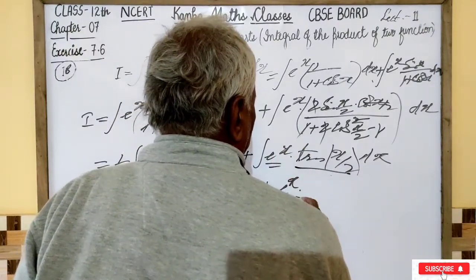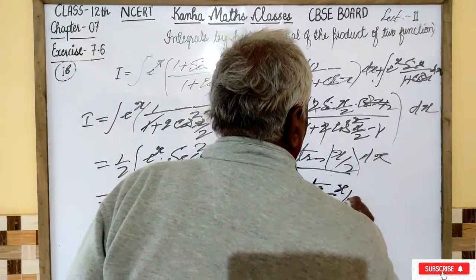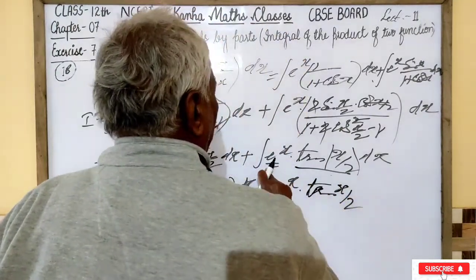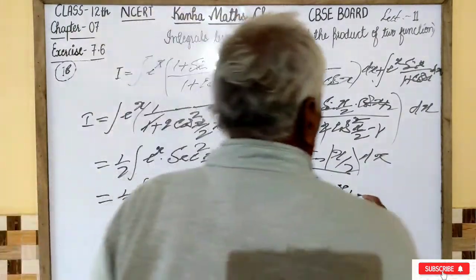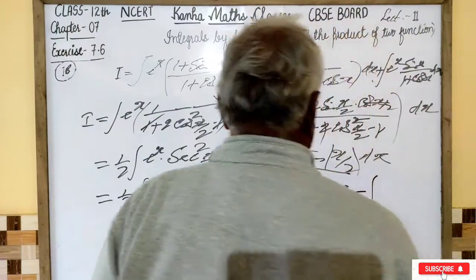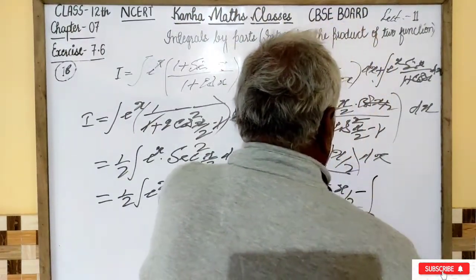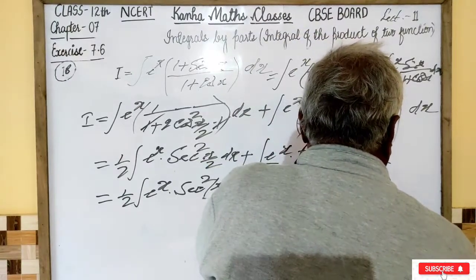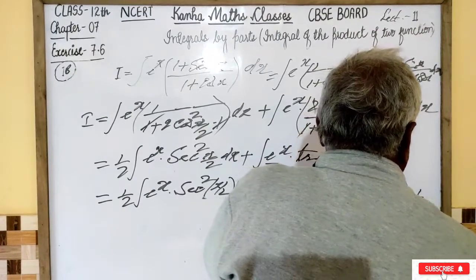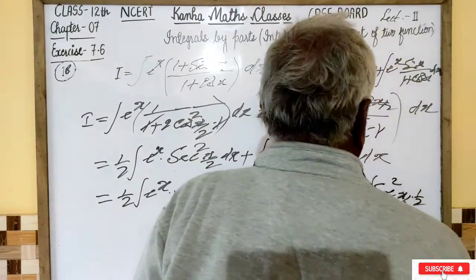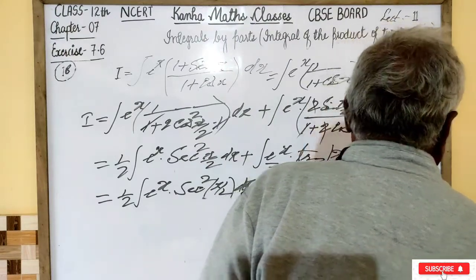Then the first function tan x by 2 into integral of second function, meaning e^x, will be e^x, minus integral of differential of first function tan x by 2. The differential of tan x by 2 will be equal to sec square x by 2 into 1 by 2, into integral of second, that is e^x dx.